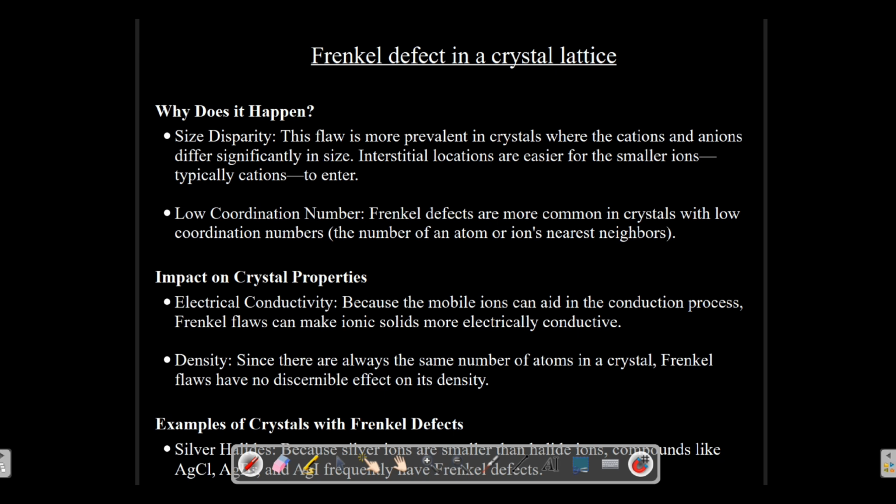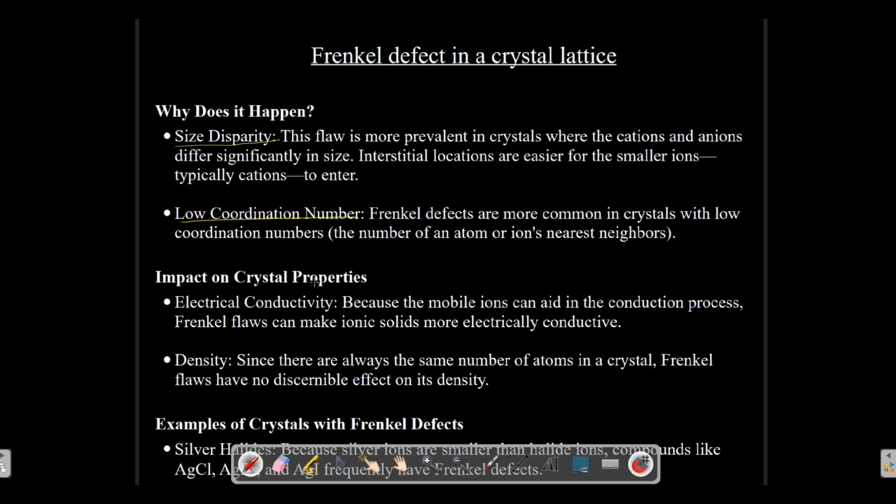So let's move forward. Okay, so Frenkel defect in a crystalline solid. As you can see, why does it happen? What can be the reason? So the first one is size disparity. Size disparity means simply cations are smaller than anions. So that might be the reason for the Frenkel defect. Similarly, low coordination number. You can take the screenshot over here or you can make the note from here as well.